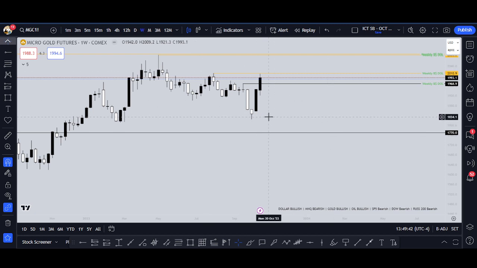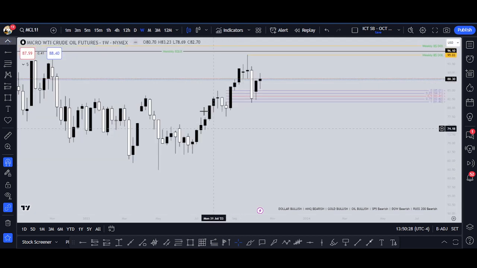Last week closed above the previous week's high, as well as this swing high here. So we can target last week's high, which was 2009.20, which also gave us relative equal highs. I have that as a draw on liquidity, as well as this swing point. And I have some monthly draw on liquidity. So gold, I am still bullish.